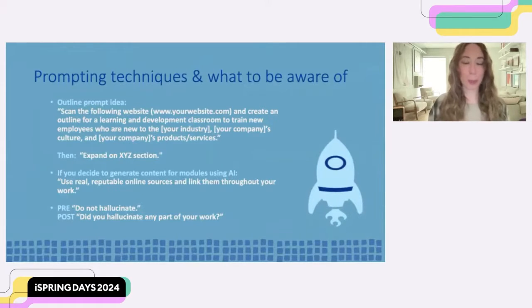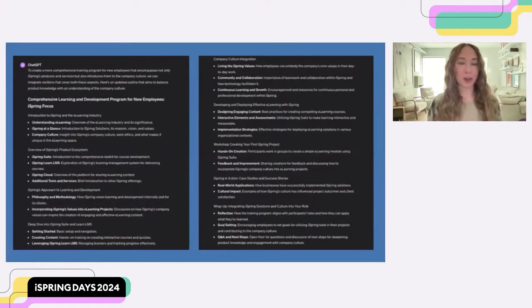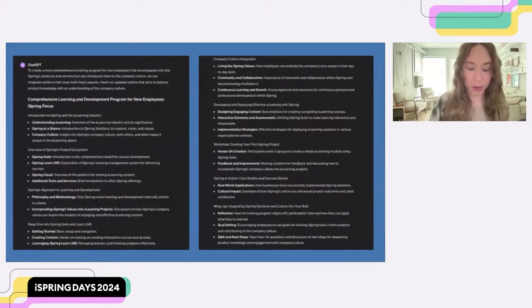to then fix that. Okay. So here is a screen grab of what this would look like if you ask it to create an outline for new employees at your company. And so this is what it looked like for iSpring.